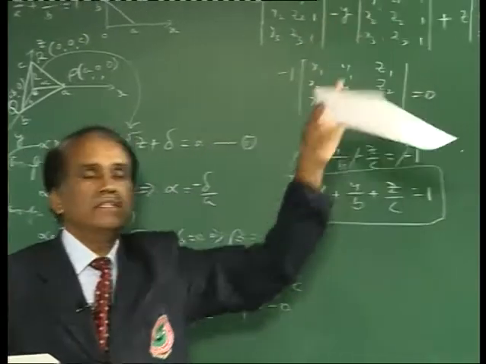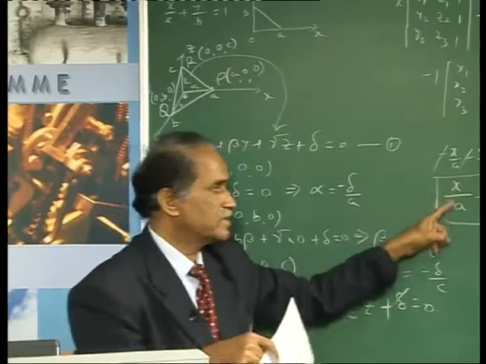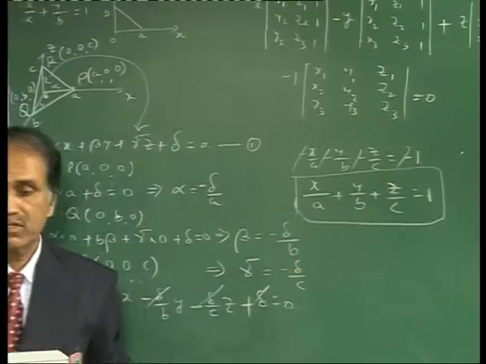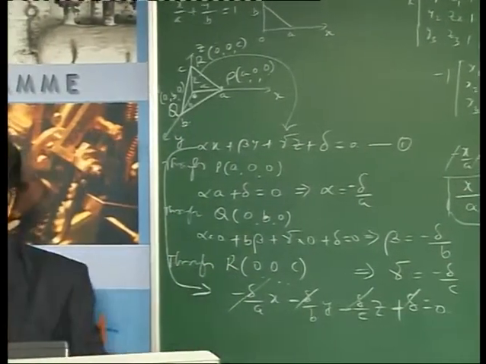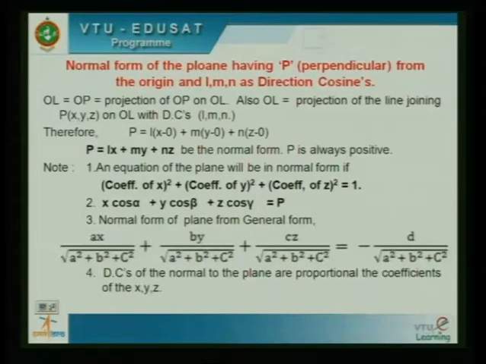This is a plane cutting all the three directions. It has intercept form of this type: x by A plus y by B plus z by C is equal to plus 1. This may be compared with the two dimensional case also.